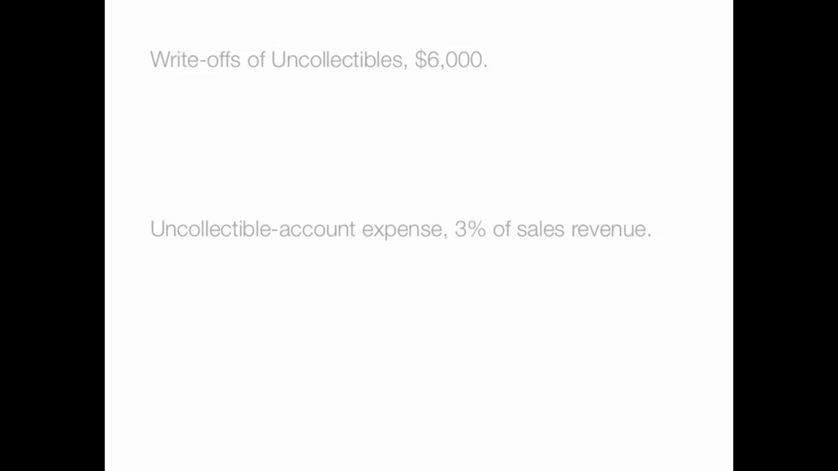So to do that, we're going to take that out of our allowance account with a debit. Remember, the allowance account carries a credit balance. So now we're writing them off, so we've finally deemed this particular customer or customers to never be collected. So we need to take them out of our allowance account. So we're going to debit the allowance for uncollectibles for that $6,000. And we also will write off their account receivable.